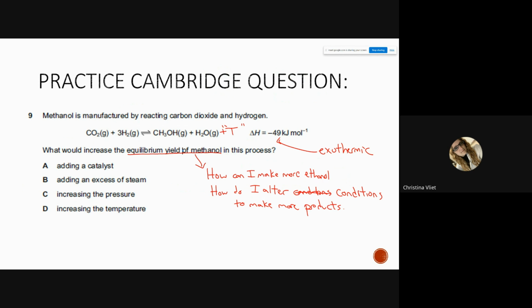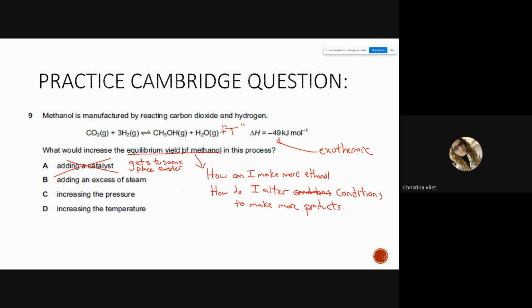Adding a catalyst. What does it do? It doesn't change the reaction, it just gets to the same place faster. Adding an excess of steam. That means adding to the product. If I add to the product, the reaction is going to make me more reactant. Yep, that's not what I'm looking for. I'm looking to make more of this.